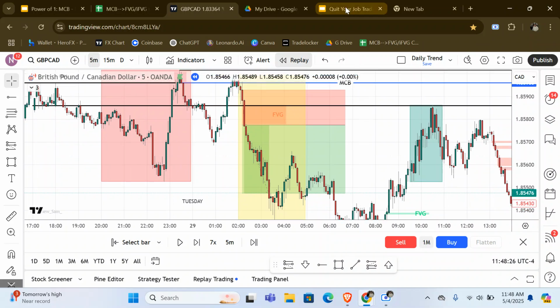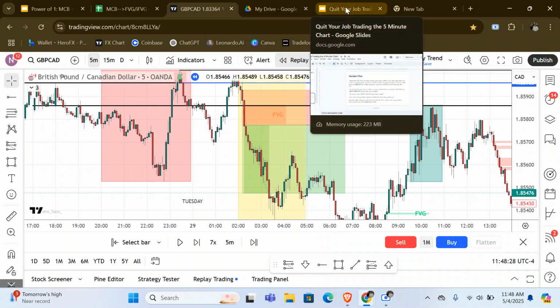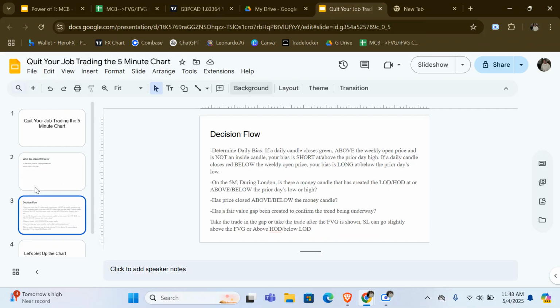Alright, so once again, this is a real simple trading method to show you how you can quit your job trading the 5-minute chart using the daily bias. This right here is a way that you can have a concrete trading plan, and it eliminates losses because of the inside bar days and as well the not benchmark, but the baseline of the weekly open price.